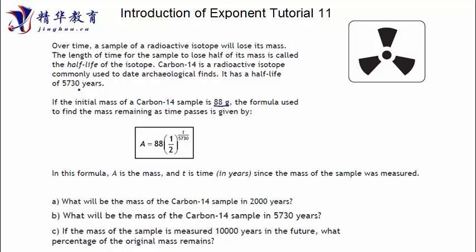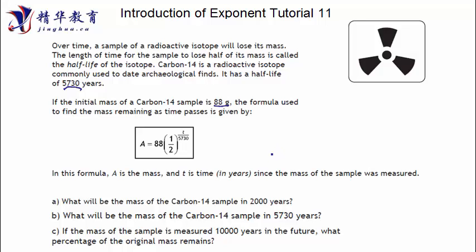Okay, and then our half-life is this one. That means 5,730 years becomes half. Another 5,730 years is half of the half, right? So A is the mass of the isotope, and T is the time passed, and that's it. All we need to do is plug in numbers.